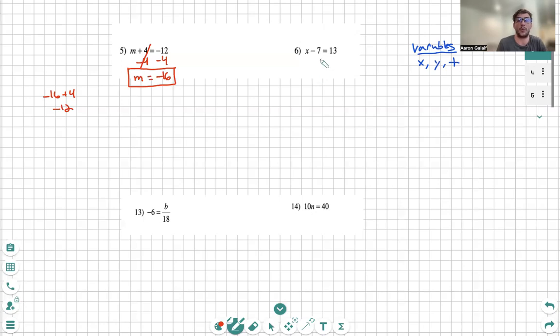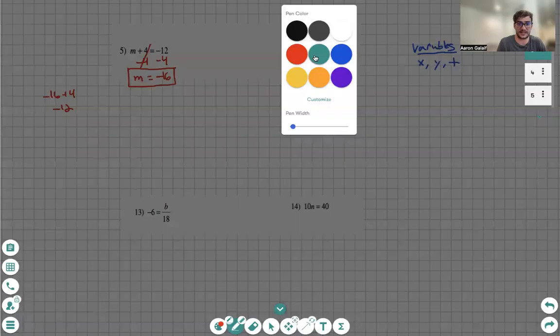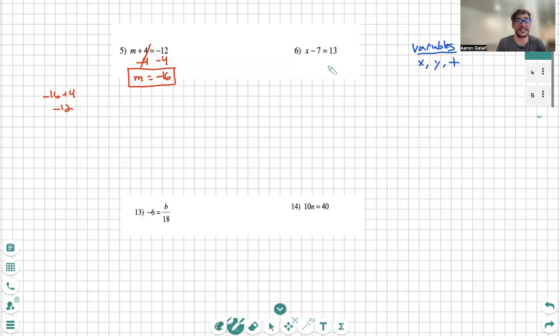So what we need to do next, number 6, we see x minus 7 is equal to 13. In this situation, we see it's minus 7, not plus 7. So what is the inverse operation here? It would be adding 7 to both sides, because what I do to one side, I must do to the other. We write our line underneath. Negative 7, positive 7 cancel. This will bring down an x.